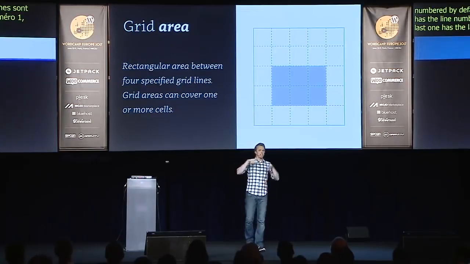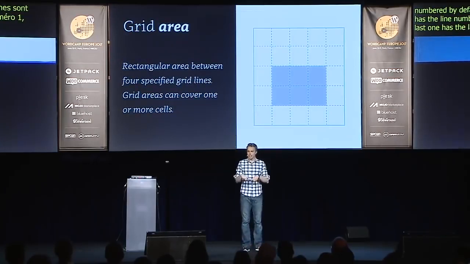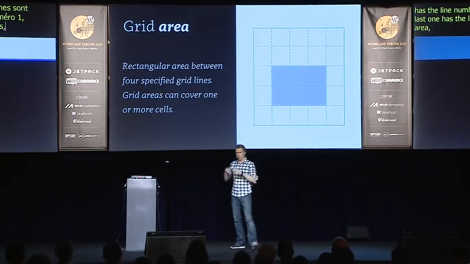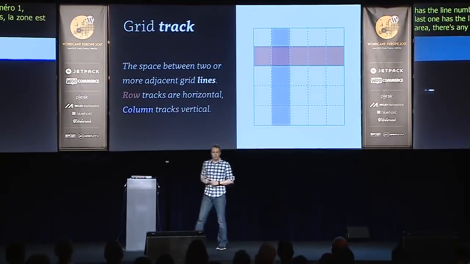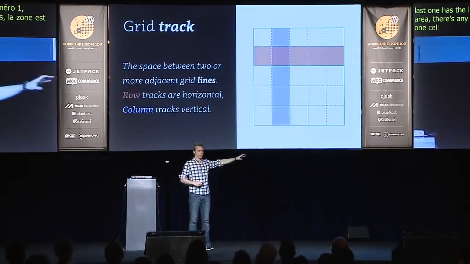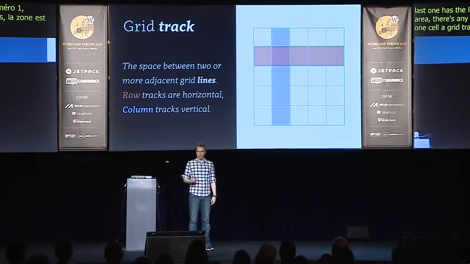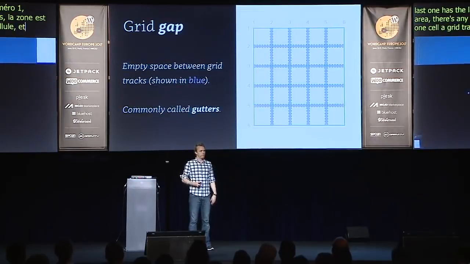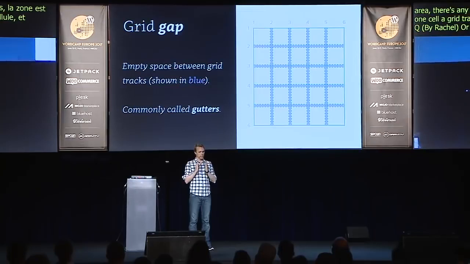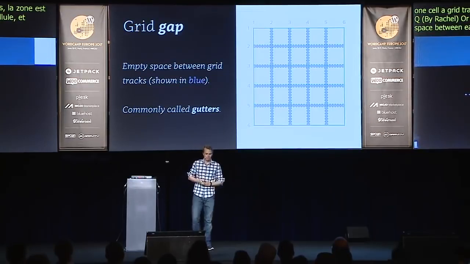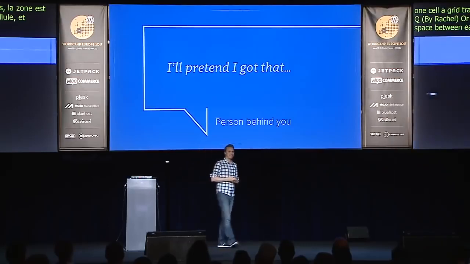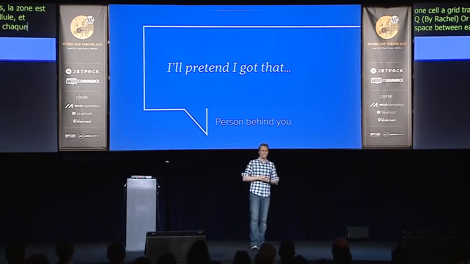A grid area is any defined rectangular area inside the grid that covers more than one cell. A grid track is either a horizontal track or a vertical track, so a row or a column. And a grid gap is the space between each of the cells if you choose to add, basically, gutters. Got that? Good. Don't worry, these slides are online. You can go look at them later. And this will become part of your vocabulary anyway.